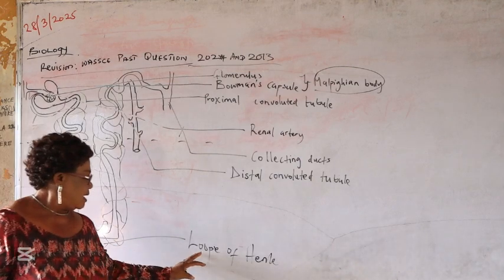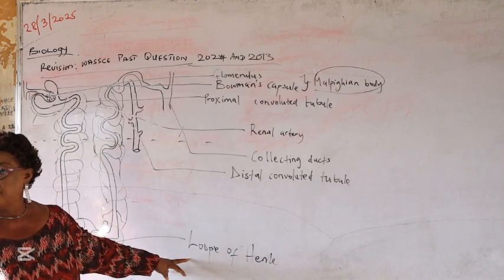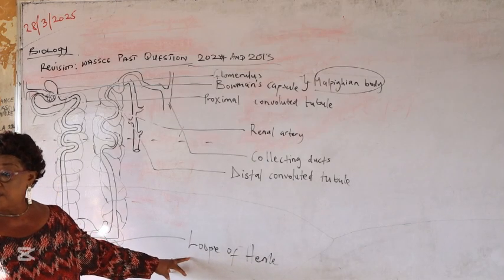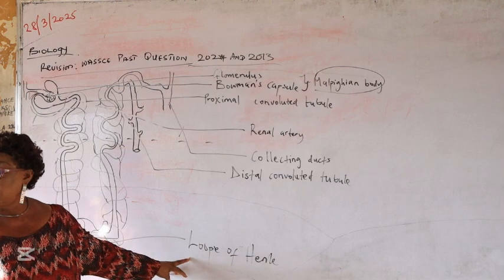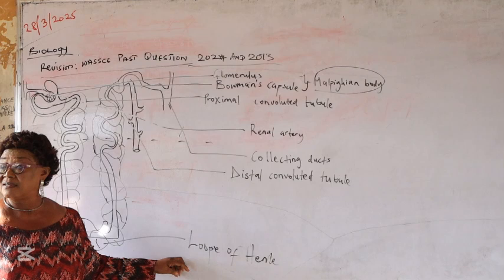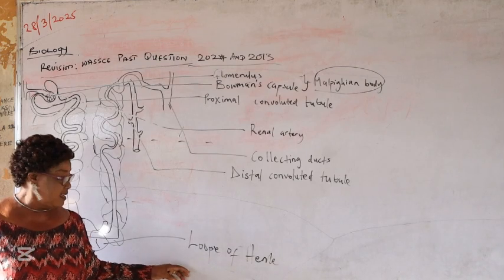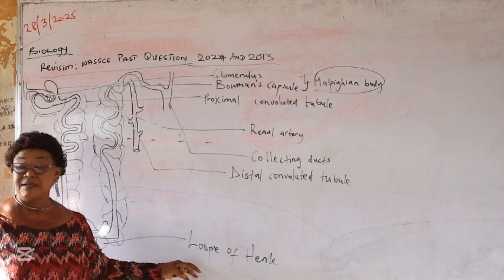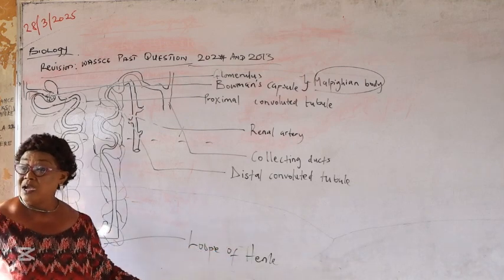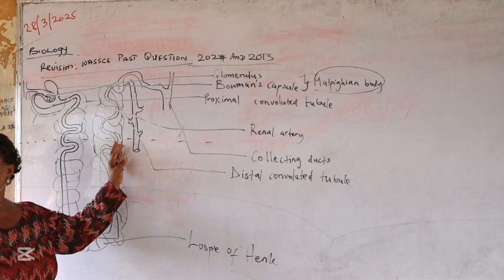You wrote loop of Henle. I don't know if the spelling is correct here. Is the spelling correct? What is not supposed to be there? The E. Loop of Henle, or Henle's loop. We have descending parts and ascending parts.